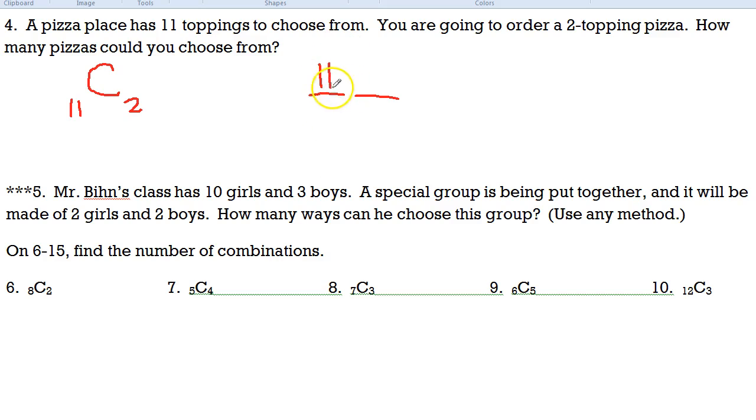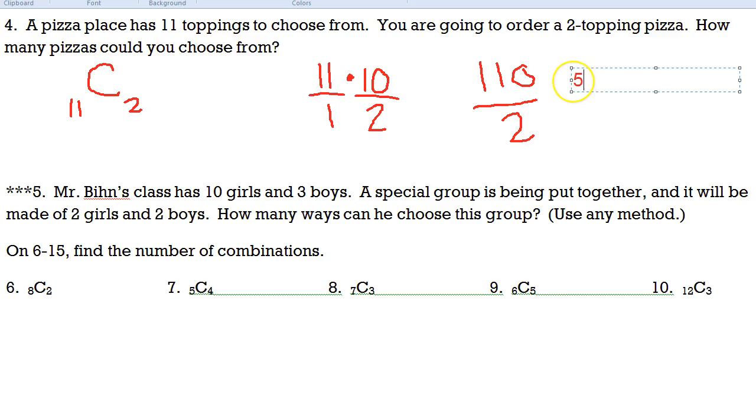Order does not matter. So we're going to do the same thing we did in the last section. 11 choices for the first topping. As soon as you've chosen that first topping, you have 10 choices for the second topping, but we're going to do the count up. So 11 times 10 is 110, but 1 times 2 is 2. We're going to divide it by 2. So 110 divided by 2, you find out there are 55 ways to make the pizza.